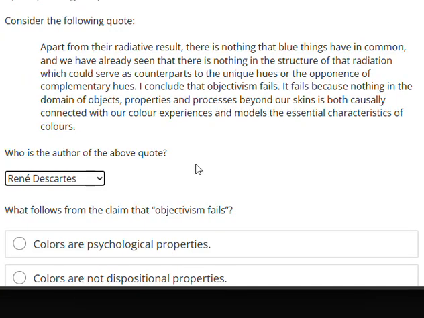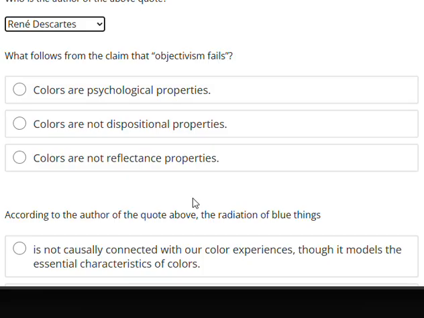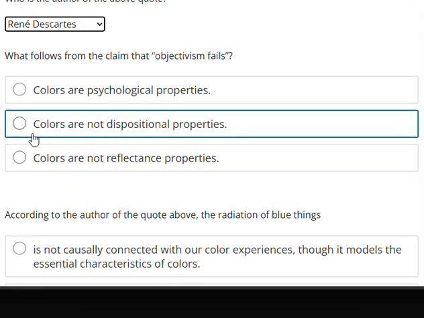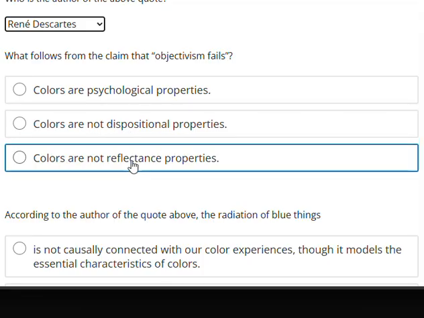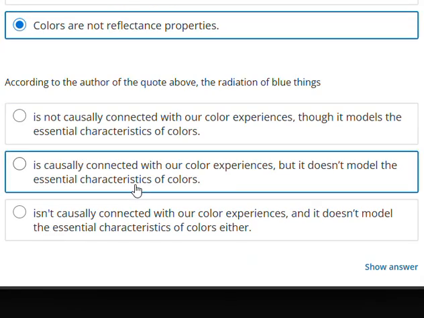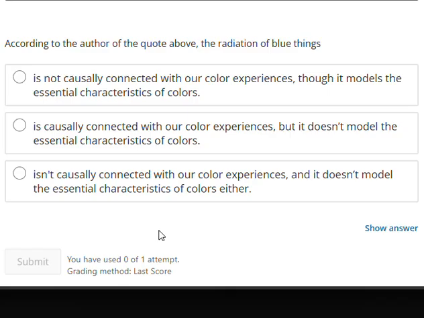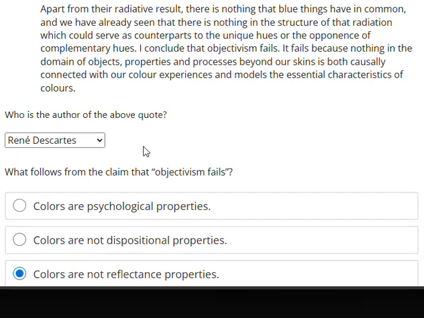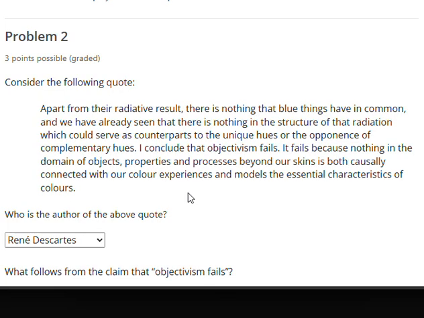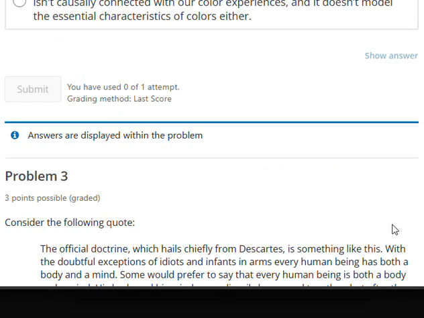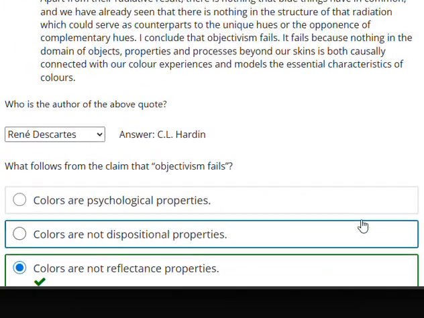My guess is Descartes. What follows? So it's hard because this is a word I seem to know, this is not. So let's go with this. According to the author, the quote above, the radiation of blue things is not. Great. So we did very well on color theory.